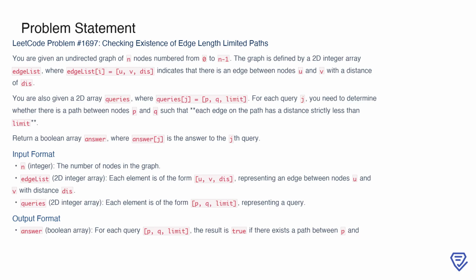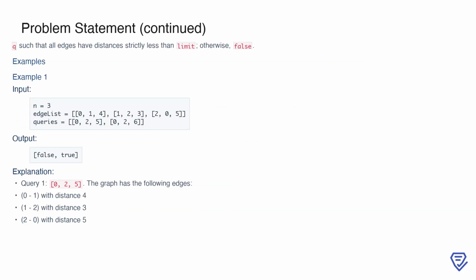The solution should return a Boolean array answer, where each entry corresponds to whether or not the condition holds true for the respective query. Now, let's look at a concrete example to understand how this works. In the first example, we have n equals 3 nodes and the graph is defined by the edges 0, 1, 4, 1, 2, 3, and 2, 0, 5. These edges define a triangle-like structure where each edge connects two nodes with a specific distance.